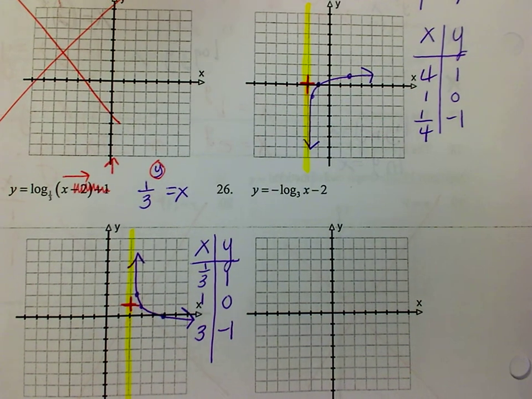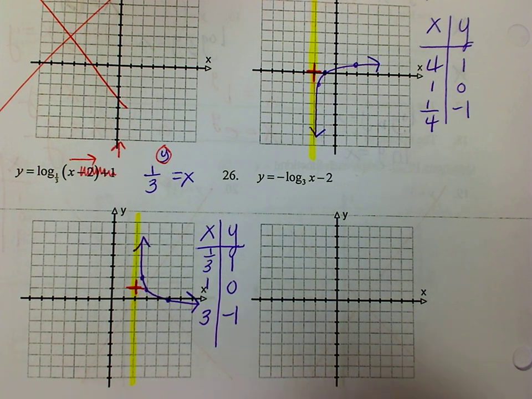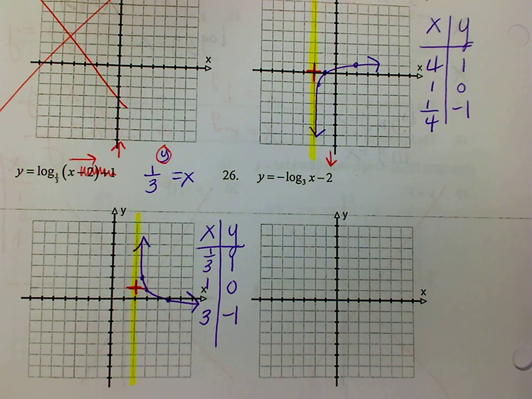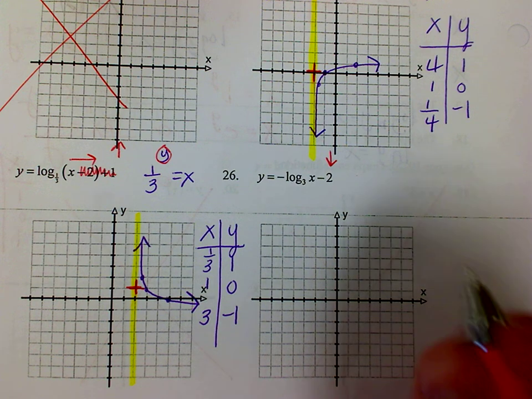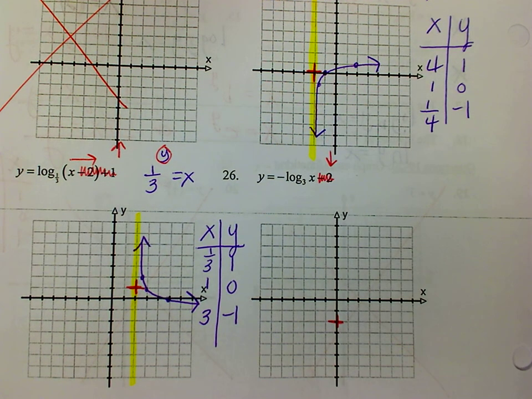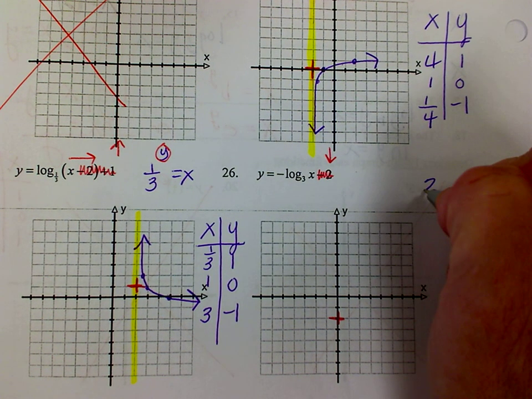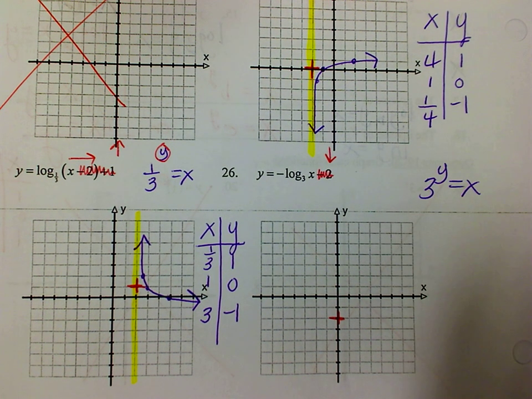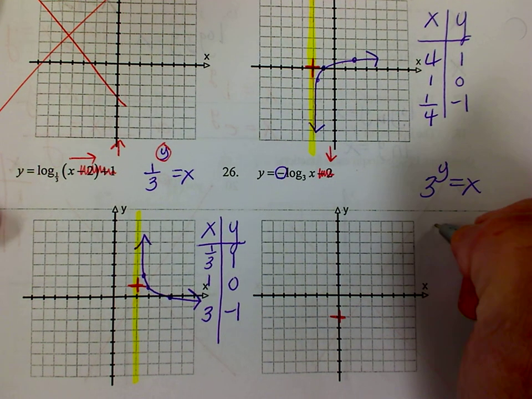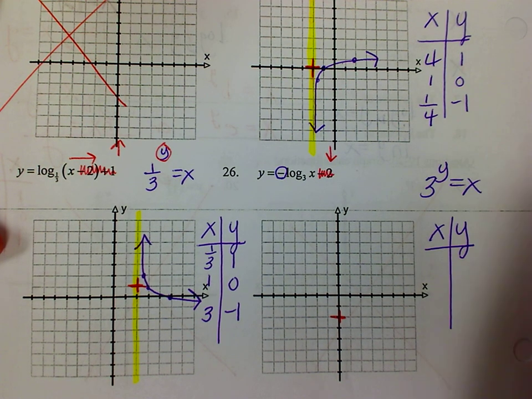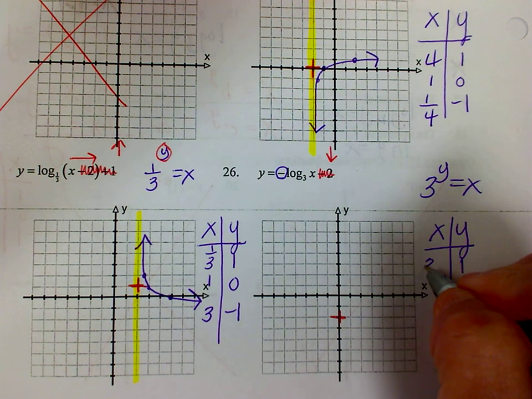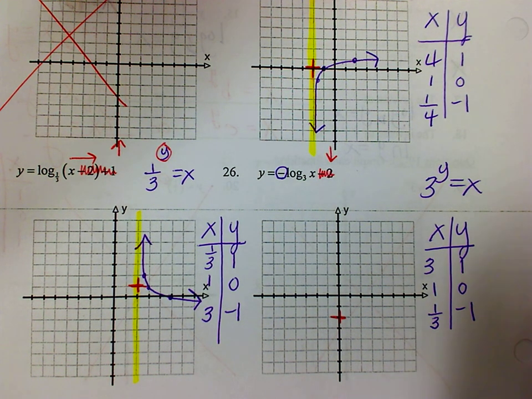Okay, 26. So the first thing I'm going to do on this one is go down 2, because that 2 isn't grouped with x, it's just x minus 2 with no parentheses. So go down 2, and that number is not there anymore. So I'm going to have 3 to the y equals x. Now I do have a negative, but I'll worry about that after I make my table. All right, I'm going to put 1, 0, -1 in the y column. So I'm going to get 3, 1, and then 1/3.